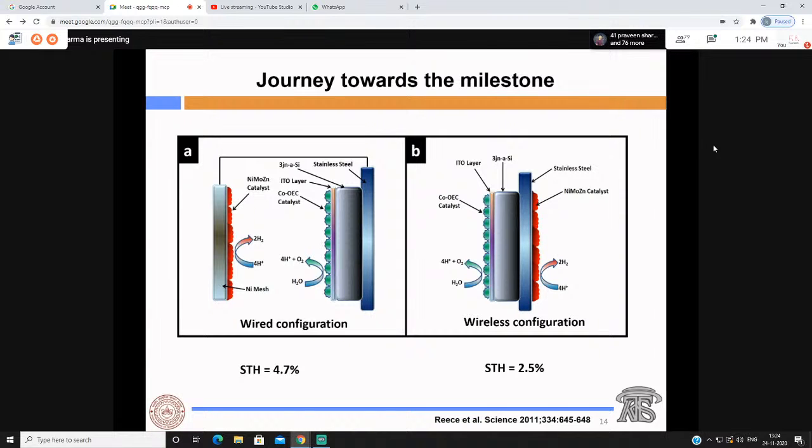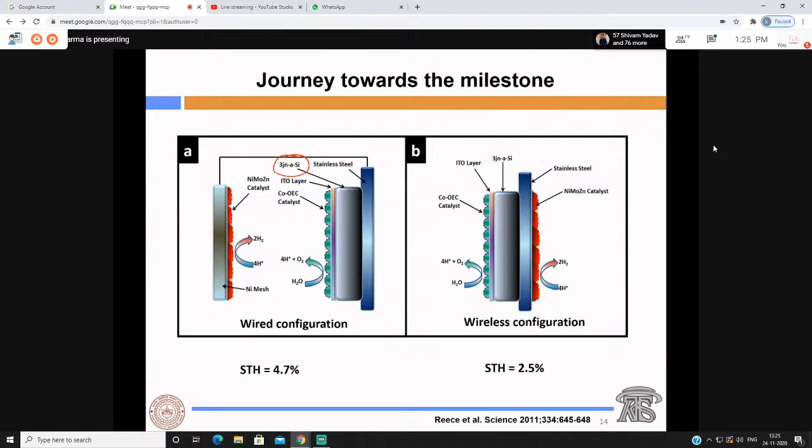This is the first system I'll show. This report was published way back in early 2011 in Science by Professor Nocera. He took a three-junction amorphous silicon, a semiconductor material, a solar cell that is commercially available in the market. When you shine light on it, it produces a voltage of around 3 volts.